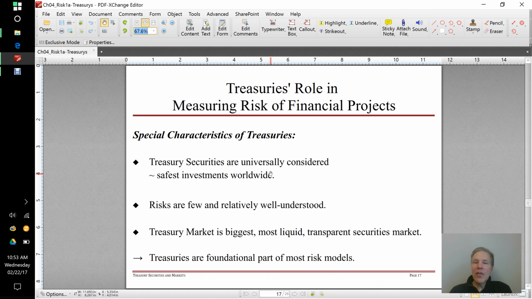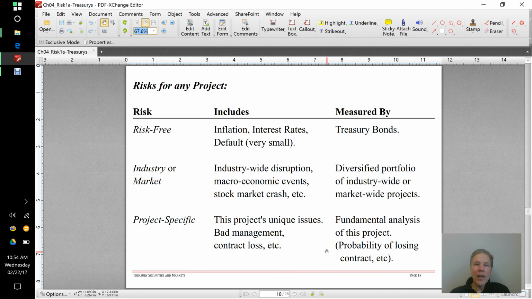Well, Treasury securities are universally considered the safest investments worldwide. The risks are few. We have those 4 risks, right? We have interest rate, inflation, default, low probability, and time, okay? But they're pretty well understood. And the Treasury market, as we've seen, is the biggest, most liquid, transparent securities market around. Okay, so for all those reasons, Treasuries are an important part of any financial risk model.